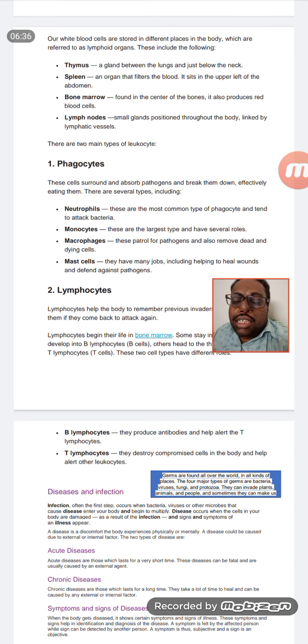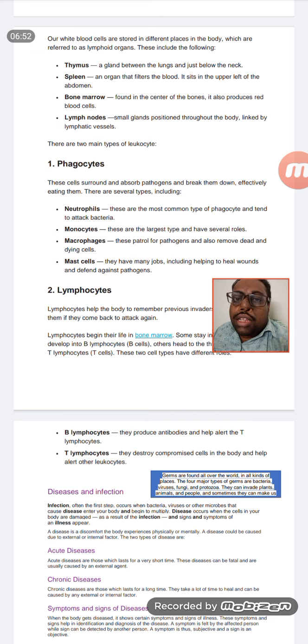Phagos means eating, cell eating, and inside that we have neutrophils. We had discussed this in the connective tissue, that is blood. The neutrophil is a common phagocyte present inside the blood that attacks bacteria. Then we have monocytes, the largest cell. Then we have macrophages, whose function is attacking the cells, and the mast cells.